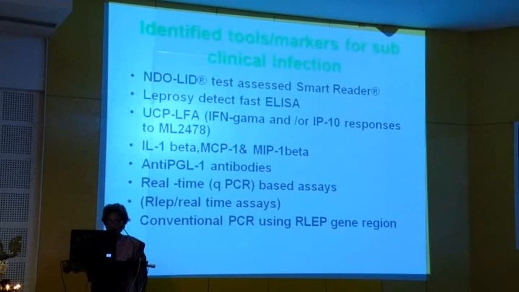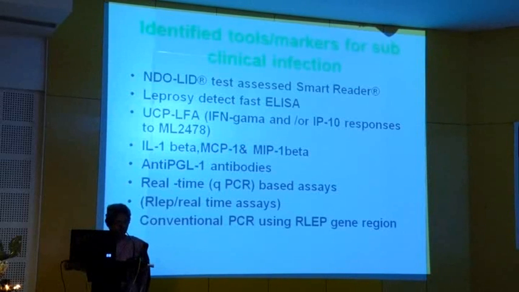This is another test that is being tried, using IL-1 beta, MCP1 and MIP1 beta. And antigen PGL1, as I said, has certain limitations, but it is supposed to have a good sensitivity in lepromatous leprosy patients. So if one wants to use it in lepromatous patients instead of skin smear, if you want an alternative, this may be a good option.